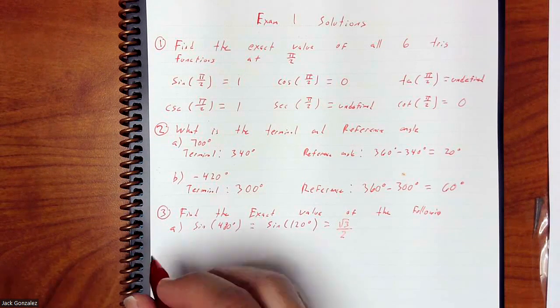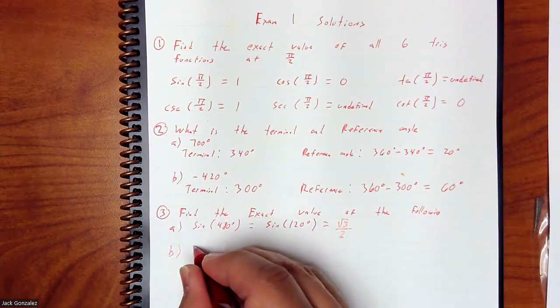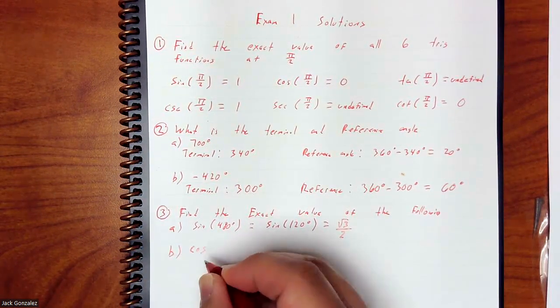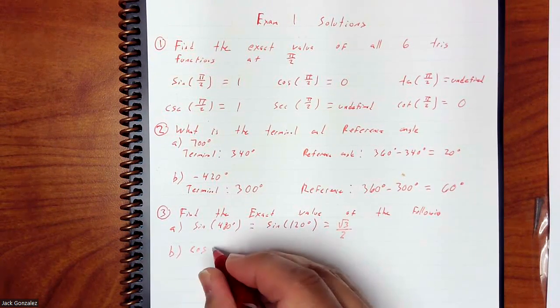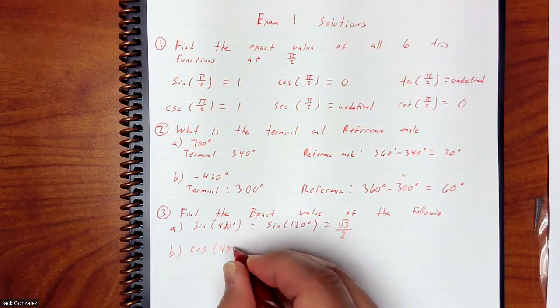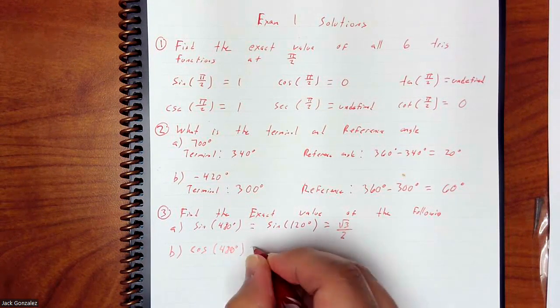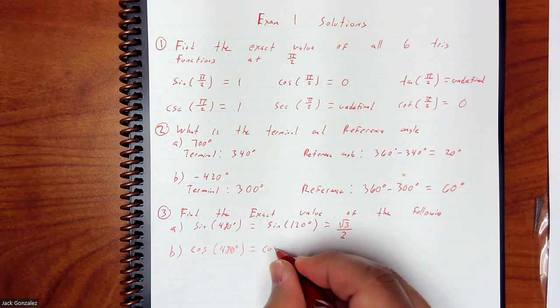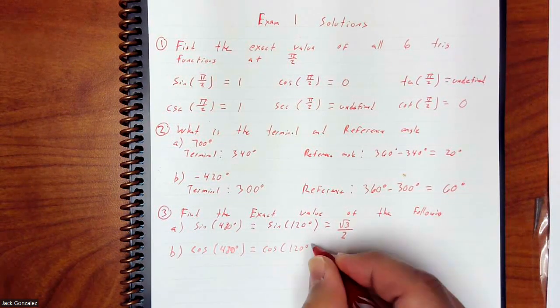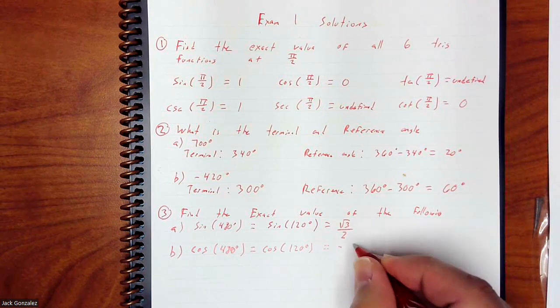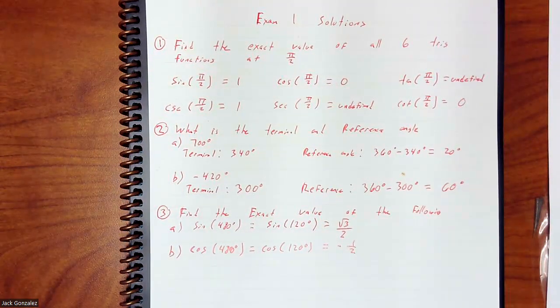All right. Part B will be the same thing, but with cosine. Cosine of 480 is equal to cosine of 120, which would be -½ because it's in quadrant 2. Any issues with number 3?